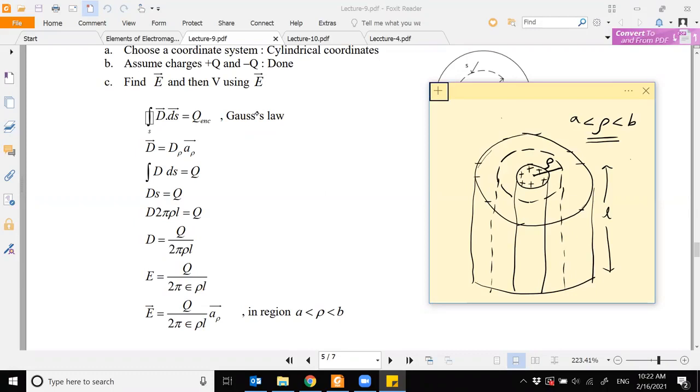Think about your Coulomb's law. Now in Coulomb's law and also in the Gauss's law that you have studied, how would be the direction of the electric field? Yes, Ramzi, can you tell me?